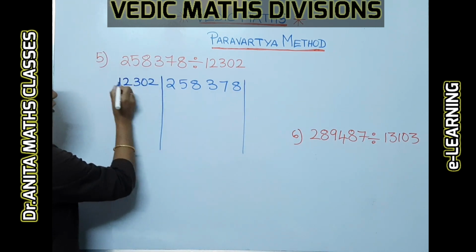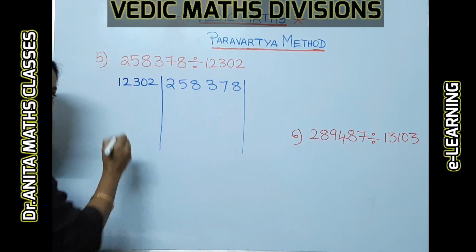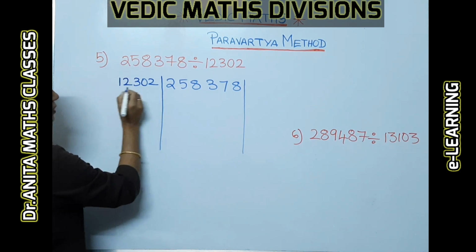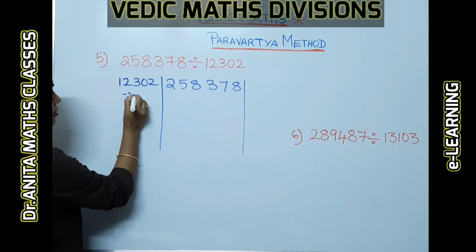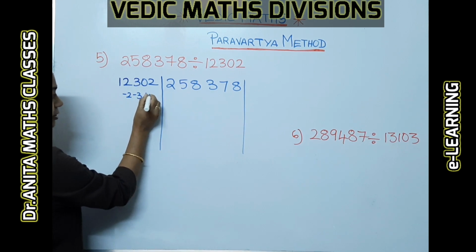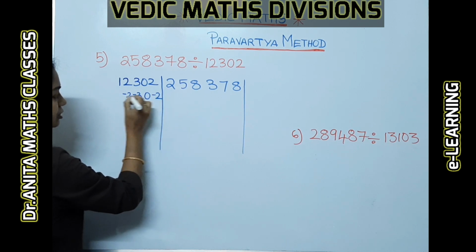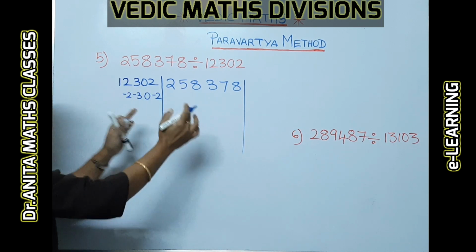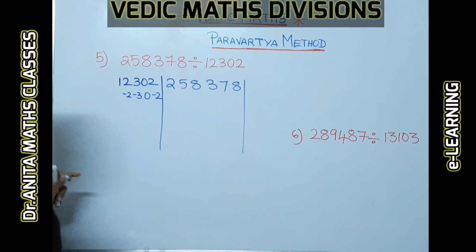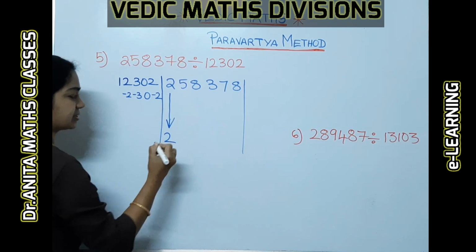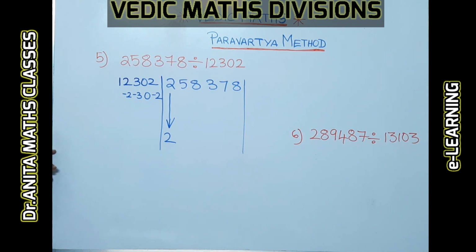Let's start. Now what we have to do, the first digit, that is the 10,000, the first one we have to ignore. Then for the next ones we have to write the transpose, minus 2, minus 3, 0, there is no minus, right? So again minus 2. So I have written the transpose for the rest of the numbers leaving the first number. Now we have to drop the first number as it is, right?